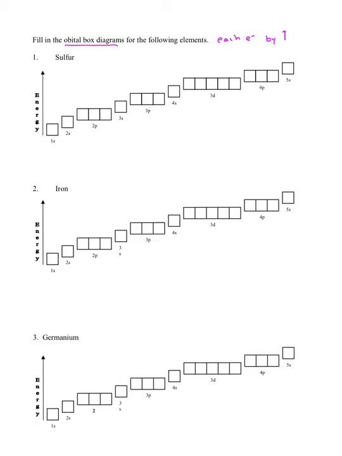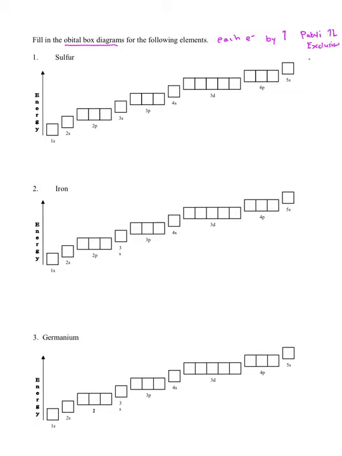And so we have a couple of things to consider when we do orbital box diagrams that we don't have to consider with the other types of electron configurations. Specifically, the Pauli exclusion principle, which says that the two electrons in an orbital are different. And so we'll show that by doing an up and a down arrow.